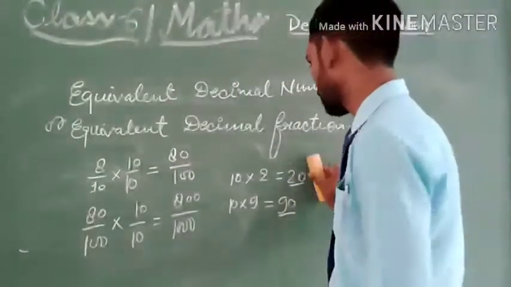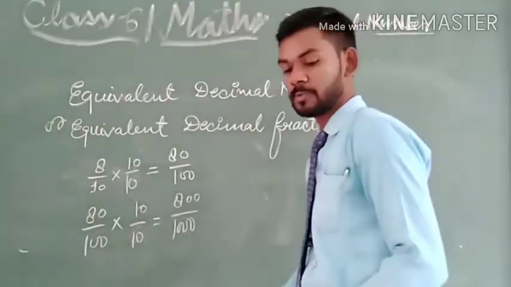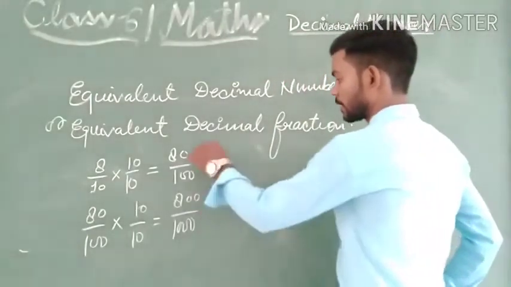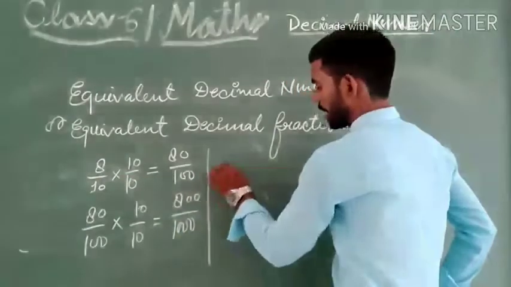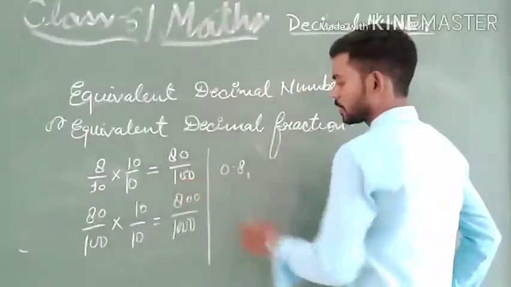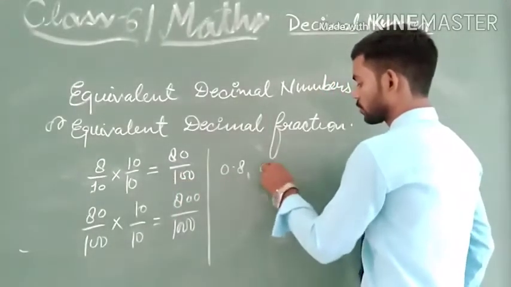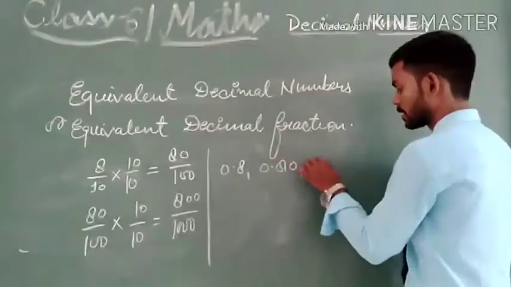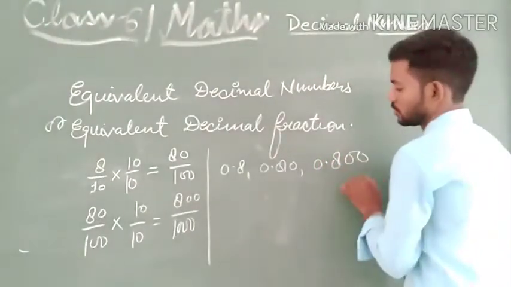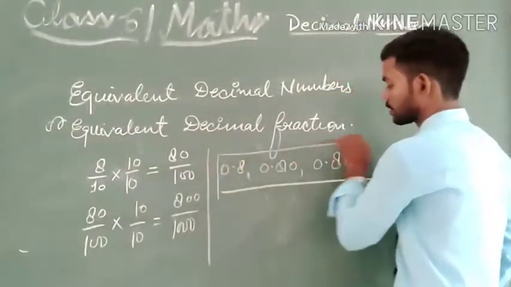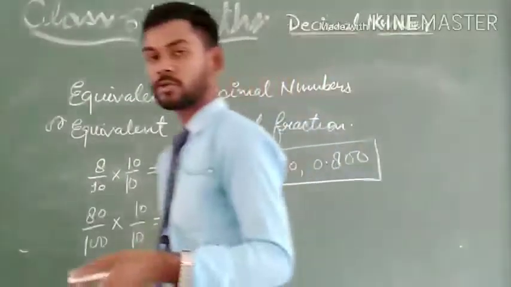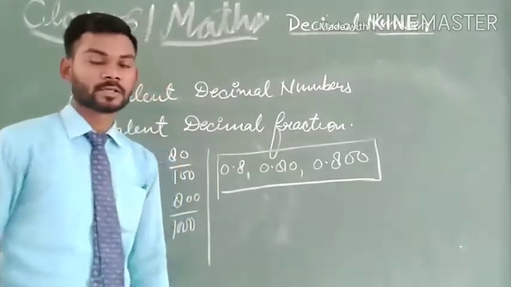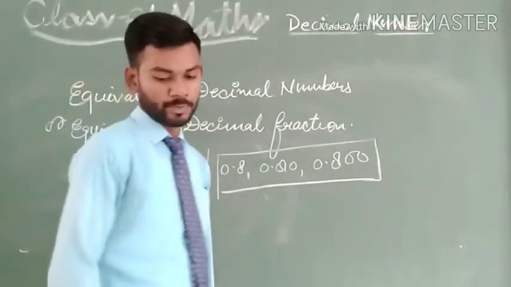Okay, they are the equivalent decimal fractions. And as we know, a decimal fraction can also be written in decimal form, so here we can write 8 upon 10 as 0.8, 80 upon 100 as 0.80, and 800 upon 1000 as 0.800. So here we can say that 0.8, 0.80, 0.800 are equivalent decimal fractions, equivalent decimal numbers.